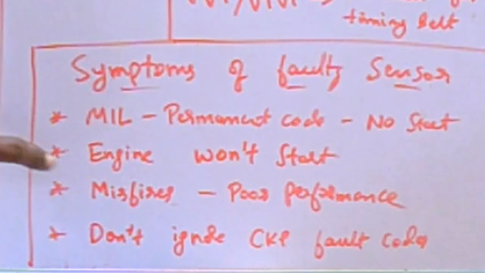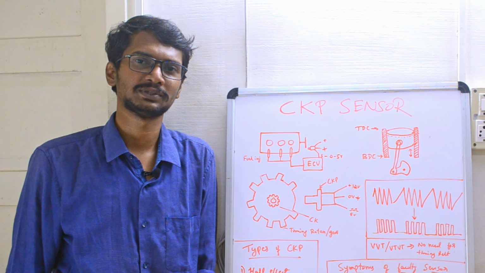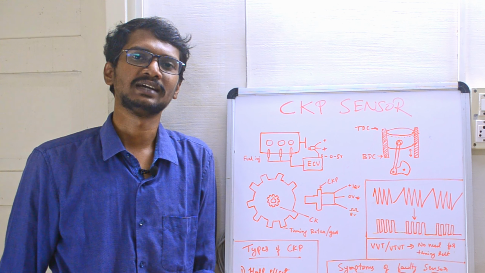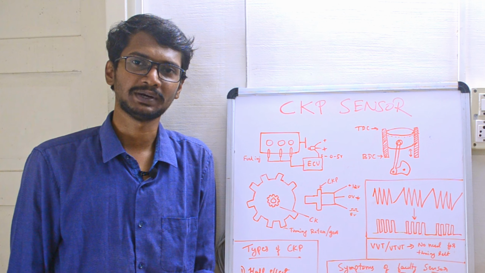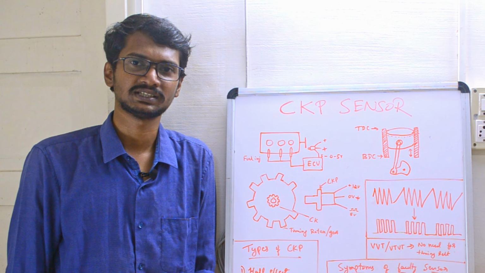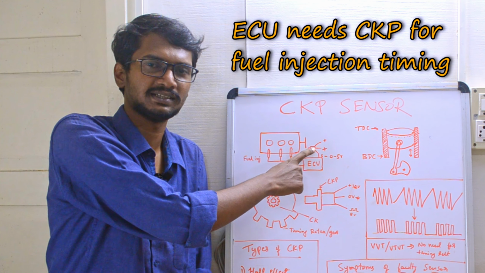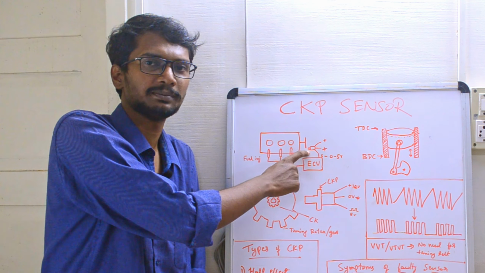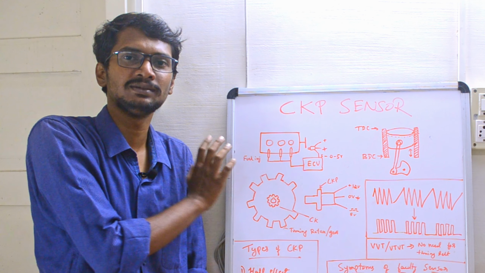And the second one is the engine won't start. That is, if there is any issue with the crankshaft position sensor, the engine will never turn on, no matter how many times you crank. Even if you give starter fluid or petrol into the intake system, it will not start. That is because the ECU is fundamentally dependent on the CKP sensor for fuel injection purposes. If there is an issue with the CKP sensor, the ECU will not control the fuel injectors. Thus, the engine will not start.